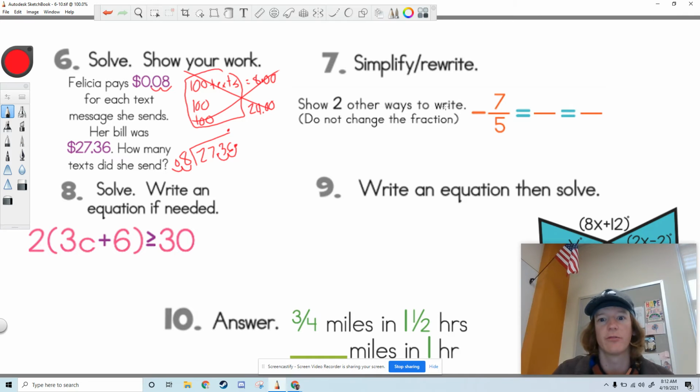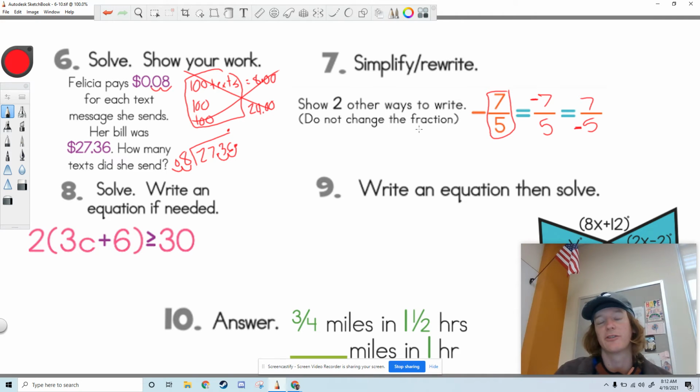Number 7. We need to show 2 other ways to write this fraction, but don't change the fraction. So it's going to be negative 7/5. This is the negative in the front. A couple of ways we can do this. We could say instead of negative 7/5, this is negative 7/5, or 7 negative fifths. You can move that negative around.